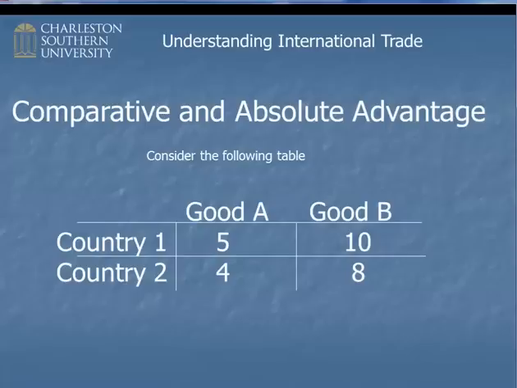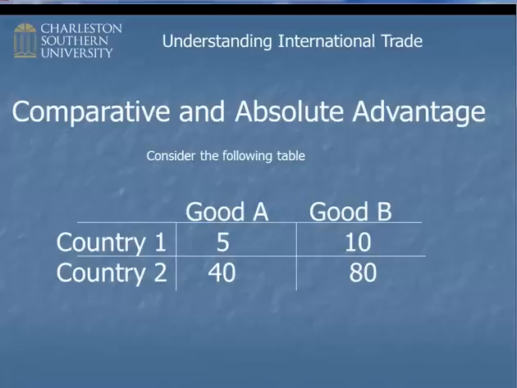Now let's try this one. This one's a little harder, but again, they won't trade because good B is the cheap good in country 1, and it's also the cheap good in country 2. And if you notice, the opportunity costs are the same in both cases, 2 for 1. So again, they don't trade. Alright, now consider this one. Again, they won't trade. Even though it looks very different, the internal opportunity costs are the same in both countries. Again, it's 2 for 1 in country 1 and 2 for 1 in country 2.